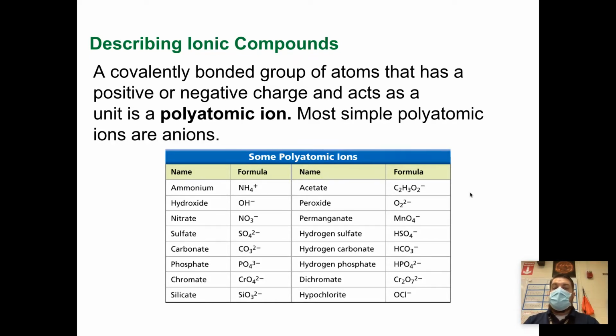So here's a list of polyatomic ions that are anions, negatively charged, with the exception of ammonium. So hydroxide is just 1 oxygen and 1 hydrogen, but that can have a -1 charge. If you look at carbonate, it is 1 carbon, 3 oxygen, but that has a -2 charge. Okay, and so these will act just like ions.